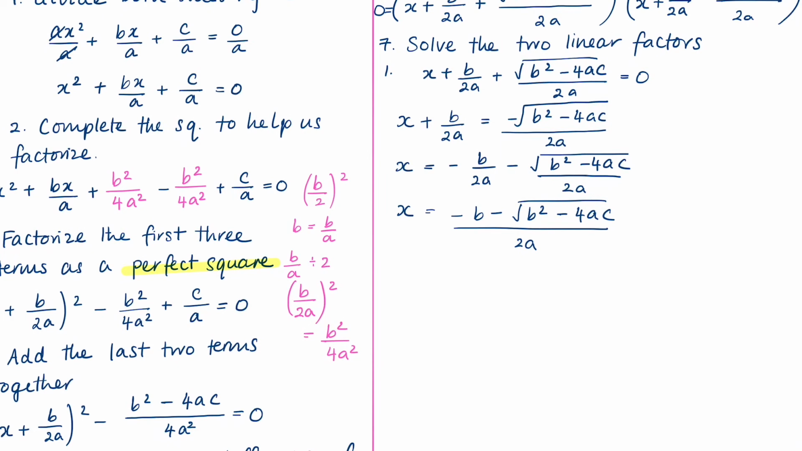Now solving the other linear factor, we're actually going to arrive at the answer: x is equal to minus b plus the square root of b squared minus 4ac, all divided by 2a. So that's solving the other linear factor. I'm just going to write that here. You are welcome to go through and solve the other linear factor to check what answer you get as well.